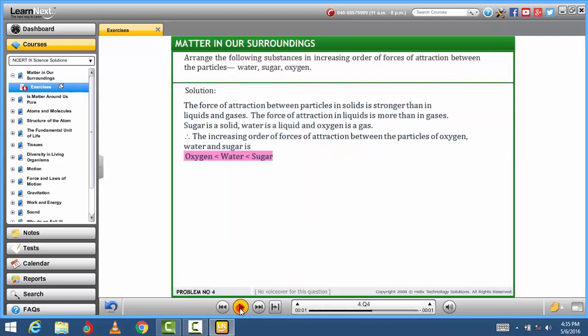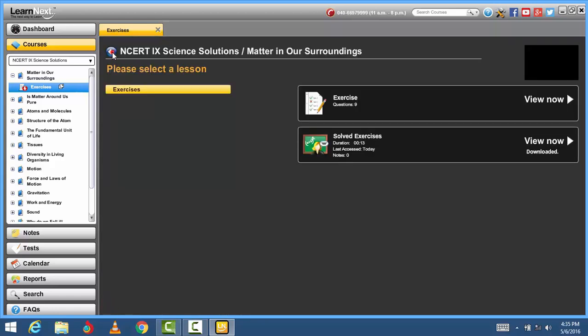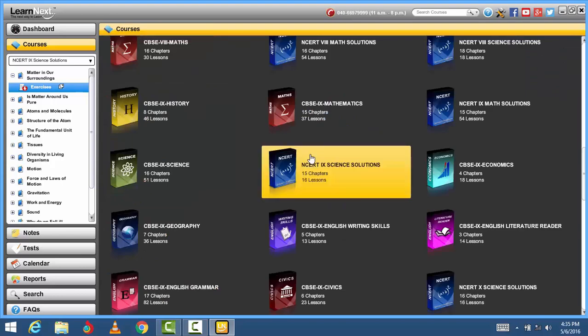Otherwise, you may click here, and all the question answers, fill in the blanks, true and false, calculation, diagram, numericals, everything of the entire science book is there. So for the math syllabus, math solution. For the science syllabus, science solutions.